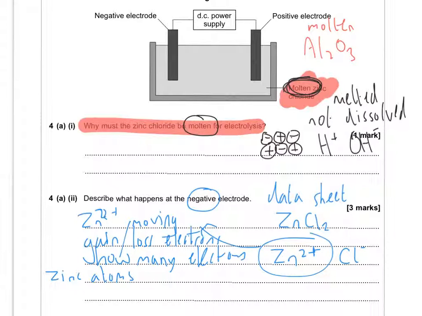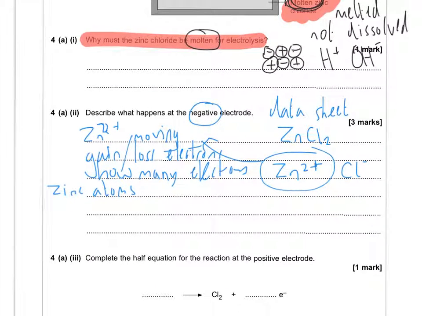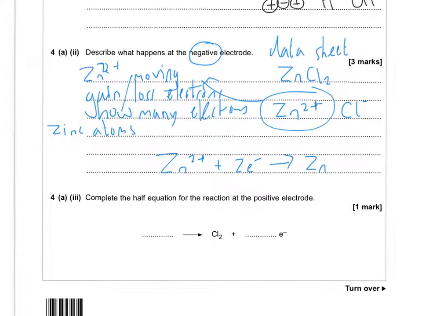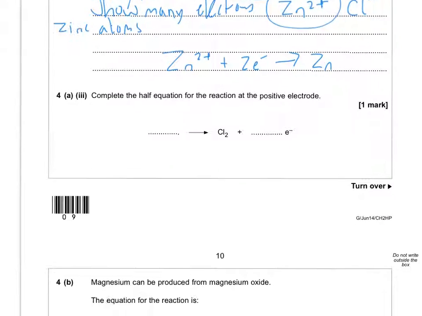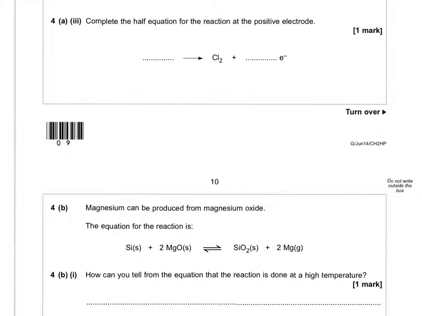I mean, I think technically you could just write the half equation. So what happens is zinc gains 2 electrons to become zinc atoms. I mean, that summarises it completely. It might not be worth taking the full gamble on that, but I would if I knew it.